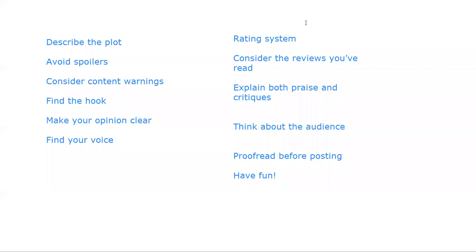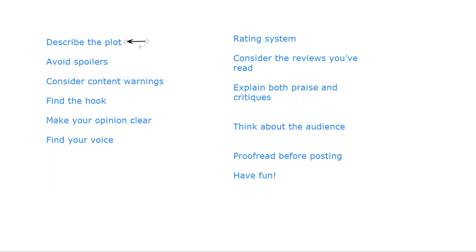So I'm just going to help a little bit here with a few hints and tips to make your book review a little bit more interesting. The first thing you're going to have to do is describe the plot. Okay? When you describe the plot, it's important to remember that you don't want to give away too much.